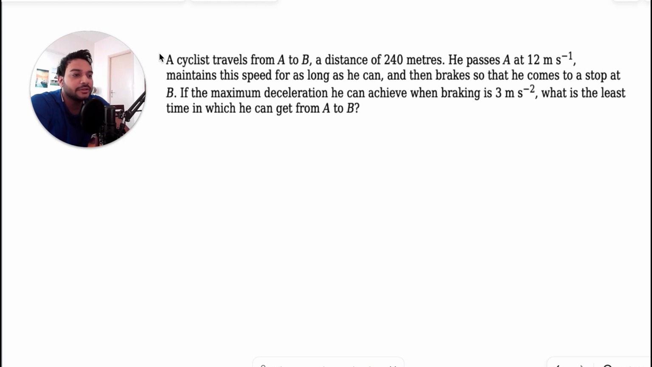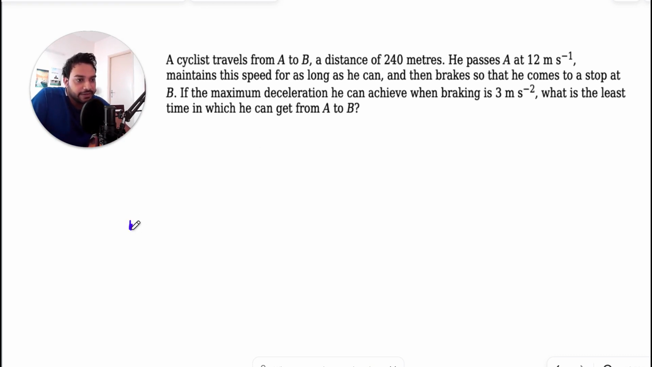A cyclist travels from A to B, a distance of 240 meters. He passes A at 12 meters per second, maintains the speed for as long as he can, and then brakes so that he comes to a stop at B. If the maximum deceleration he can achieve when braking is 3 meters per second square, what is the least time in which he can get from A to B? Okay. This question for sure looks a bit different, but let's see if it's really that difficult.